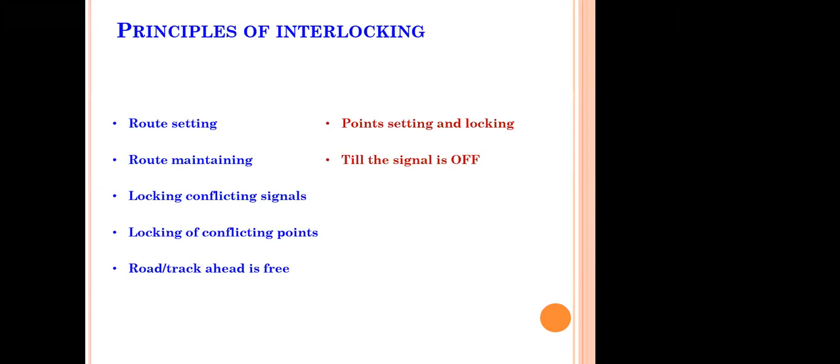Till the signal is off, whichever route you have defined, that route has to be maintained. It is not that just before taking off the signal, you have satisfied the condition. Once the signal is taken off, the condition is released, and everyone can move as they like. No, till the present car travels, I need to maintain the traffic.